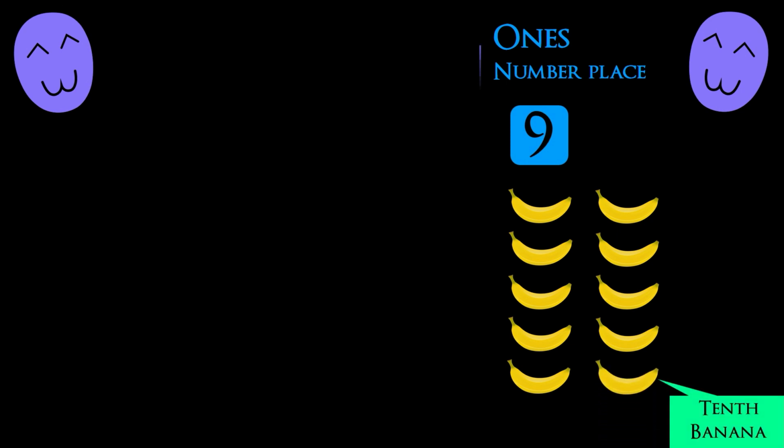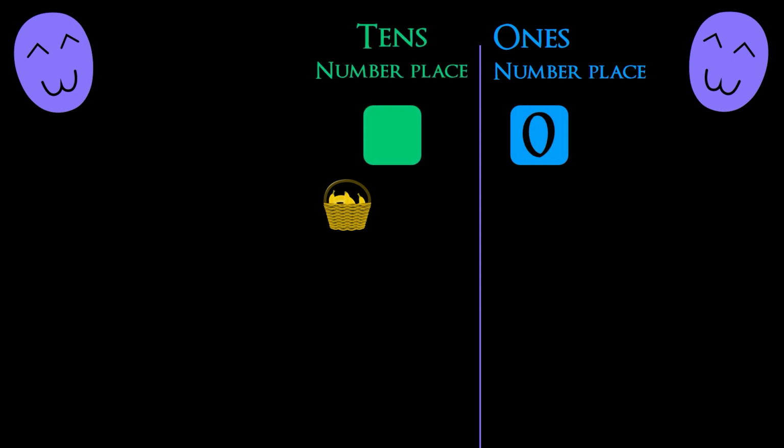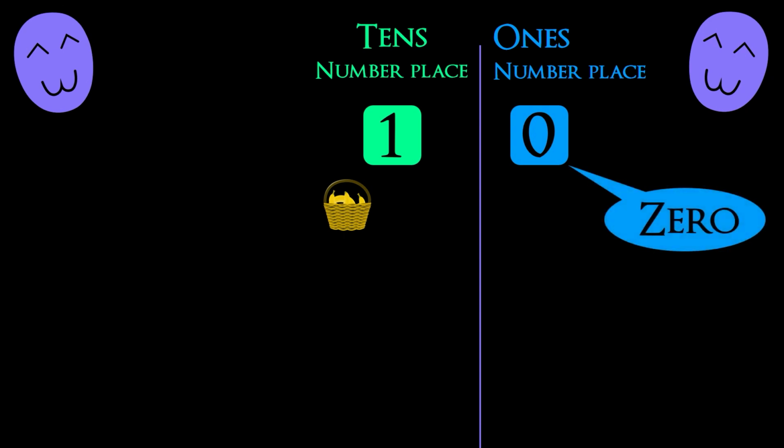When we add a 10th banana, we group them together to form a group of 10. We then create a new number place and call it the tens number place. Since we have one group of 10, we then write a 1 in the tens number place. Notice now that since we grouped all the individual bananas into a group of 10, there are no individual bananas left, and we therefore write a 0 in the ones number place. So that is how we represent the number 10.